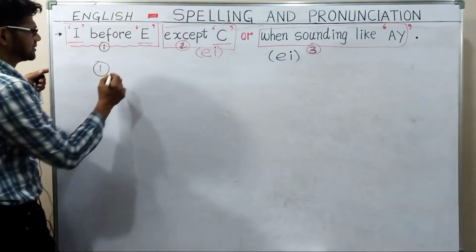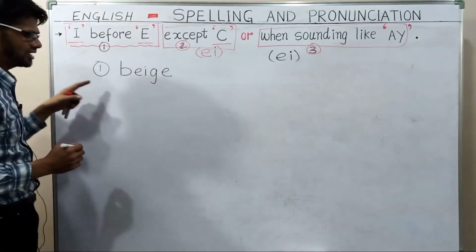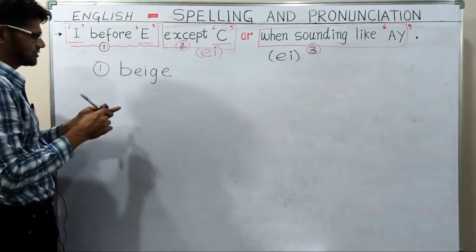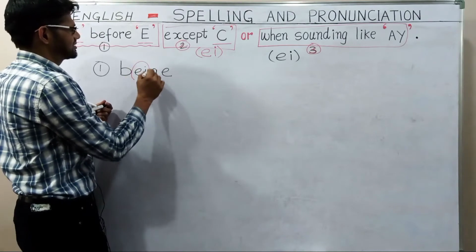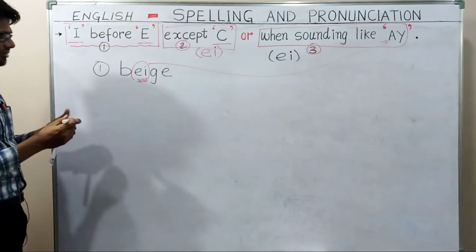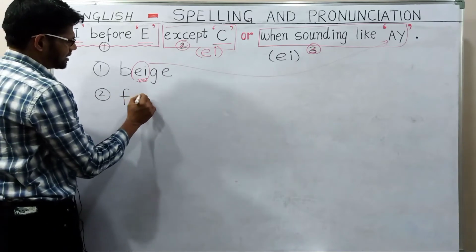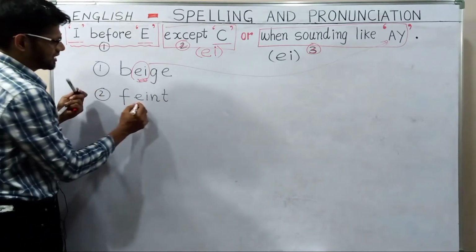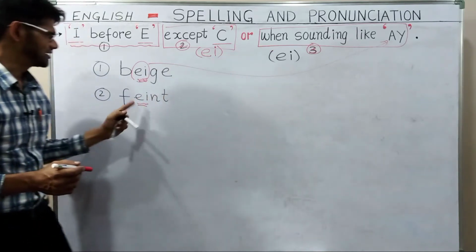I have the word beige, B-E-I-G-E. You can notice EI is there, but which sound does it produce? An A sound, like A. Next one, for example, faint, F-E-I-N-T. Again you can notice EI is here, and both letters are producing the A sound.